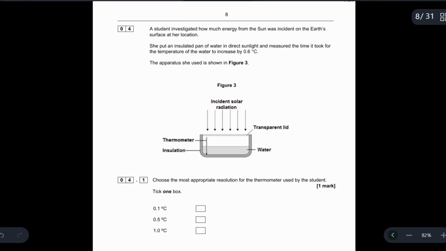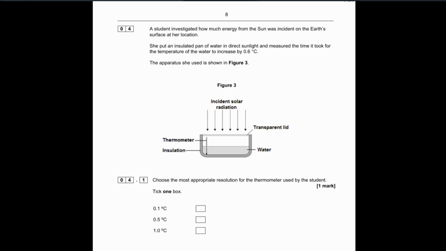Okay, question 4. A student investigated how much energy from the sun was incident on the Earth's surface at her location. She put an insulated pan of water in direct sunlight and measured the time it took for the temperature of the water to increase by 0.6 degrees Celsius.